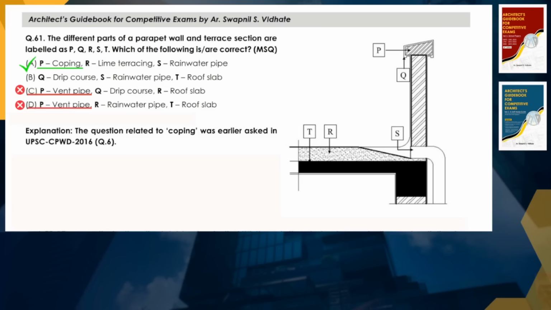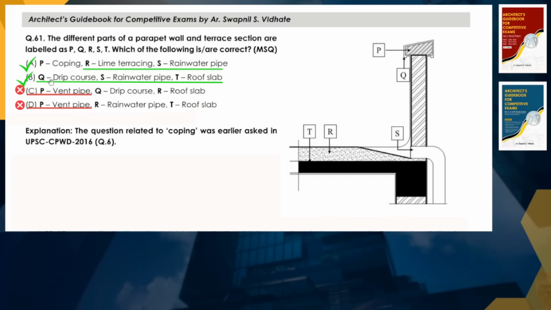Because it shows P as the vent pipe. Now this is not the vent pipe, right? The question related to the coping, what is coping, was previously asked in UPSC CPWD 2016 at question 6. You can see that we have already discussed the illustration in that particular question. So in option A, they are mentioning R as the lime terracing, which is correct, and S as the rainwater downtake pipe. Yes, so option A is the correct one.